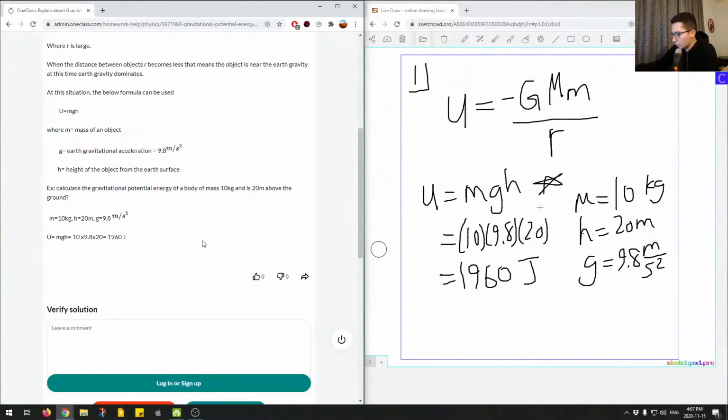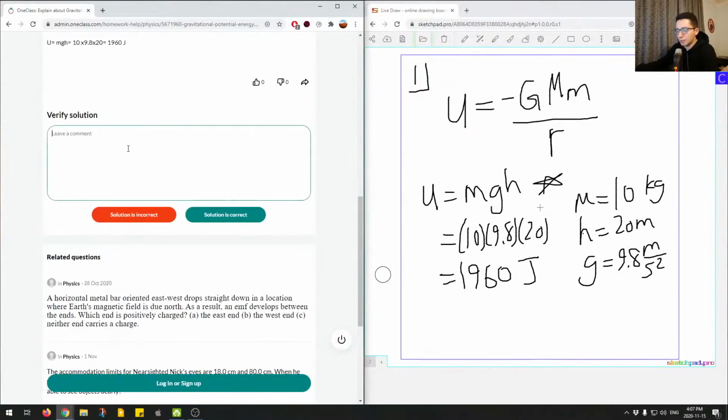Another way to think about this, we know 9.8 is pretty close to 10, so just as a mental double check, if we do 20 times 10 times 10, we know that's about 2,000. This number is a little less, so that makes sense. So this is the correct answer for this example. So we'll mark this answer as correct. So correct answer. Great job.